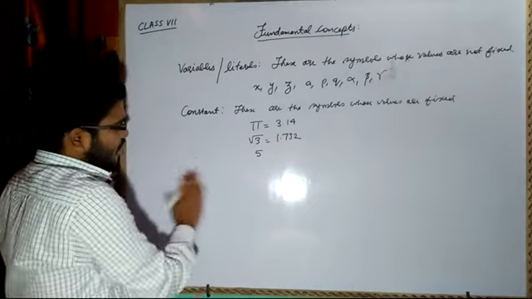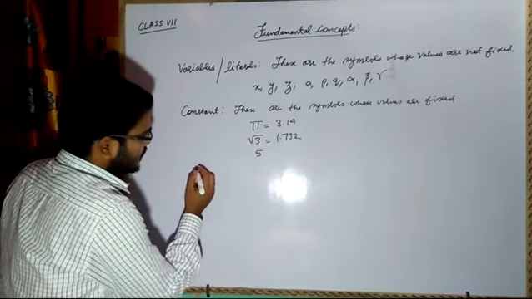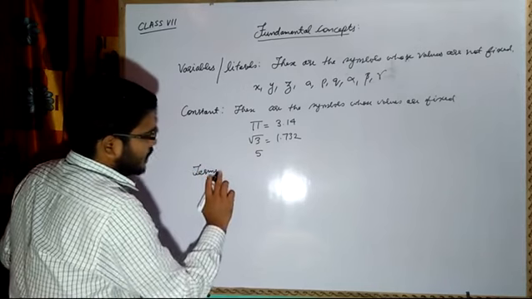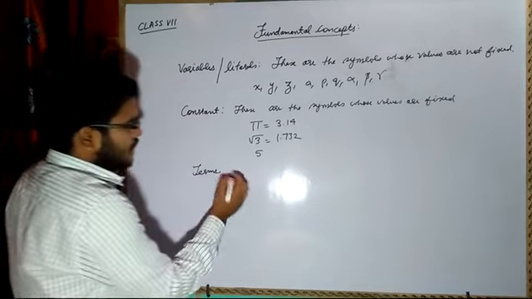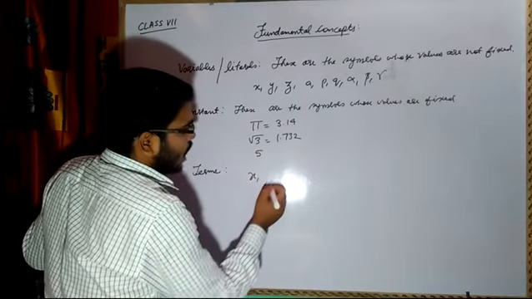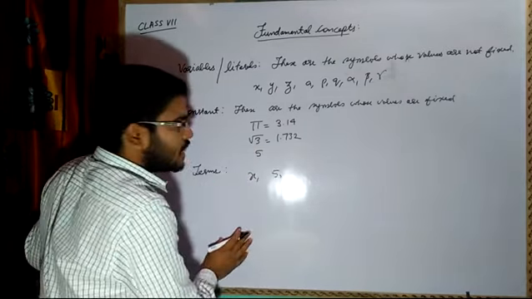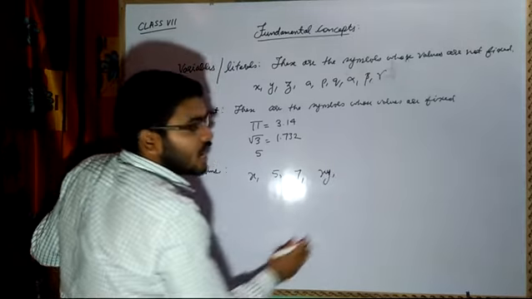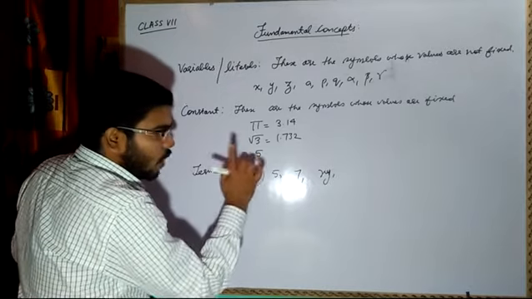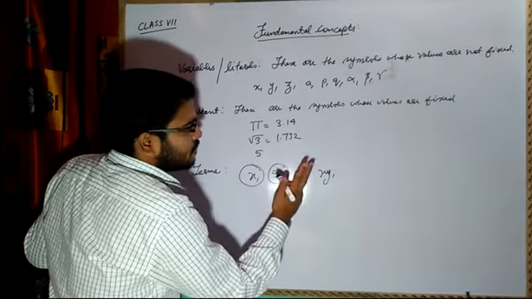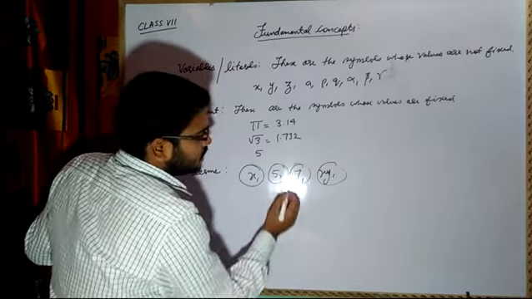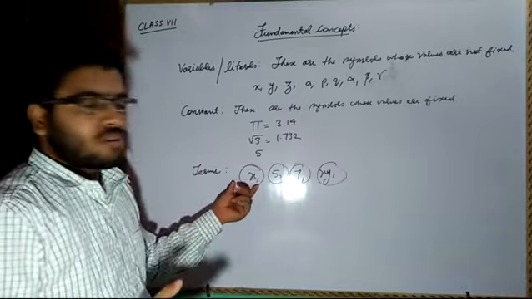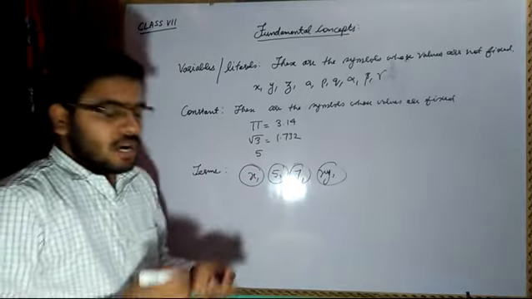Now after this we have certain terms. What are terms? Here x is called one term, 5 is called another term, 7 is called another term, x y together is called another term. So this is one term, this is another term, this is another term. All these are different terms, and they are all called terms.